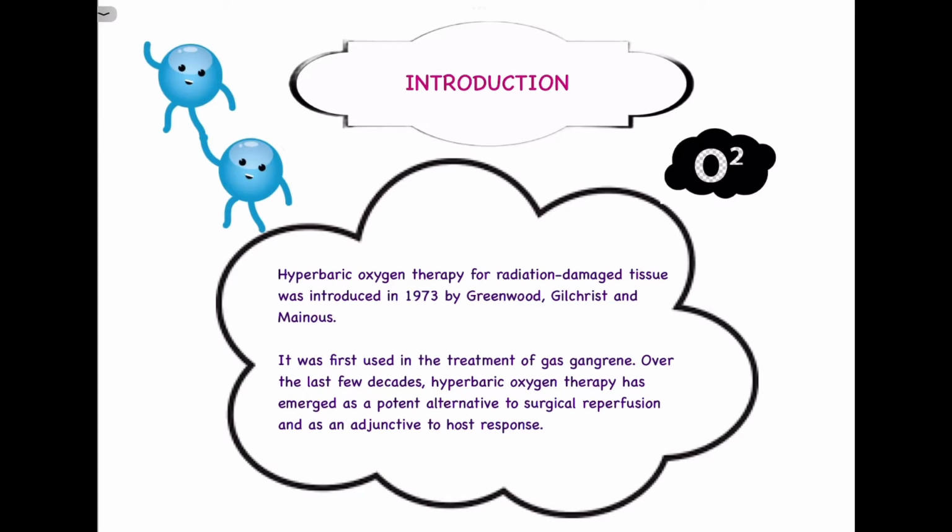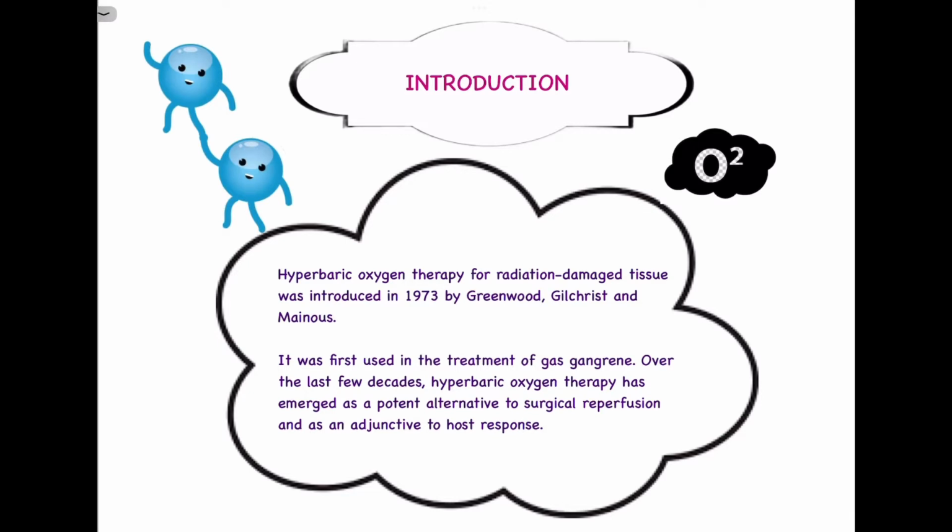Moving on, hyperbaric oxygen therapy was introduced by Greenwood and Manius, particularly for radiation damaged tissues. These are the names of the scientists who pioneered work with it. It was first used in the treatment of gas gangrene. As we know, Clostridia is responsible for gas gangrene, and in it there is extensive necrosis and sloughing of the tissue. The flesh becomes decomposed, there is putrefaction and necrosis involved. Therefore, by infusion of oxygen, we can try to kill the anaerobic bacteria responsible for the infection. So it was initially used in the treatment of gas gangrene.